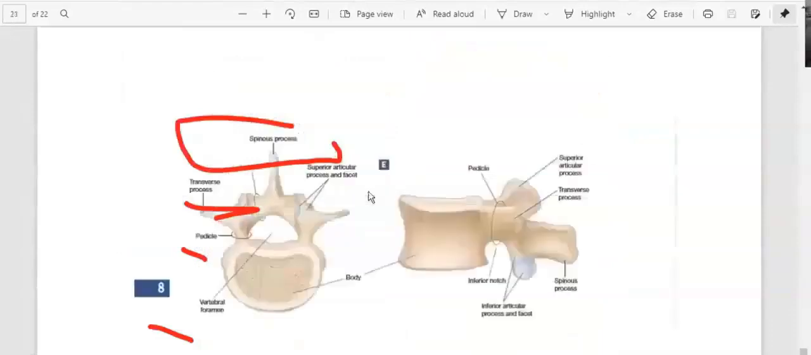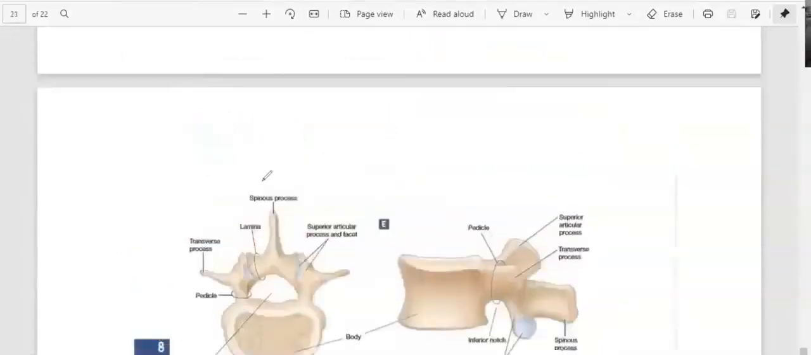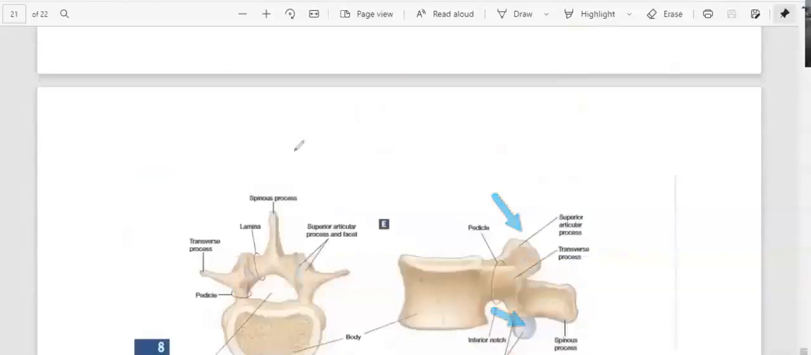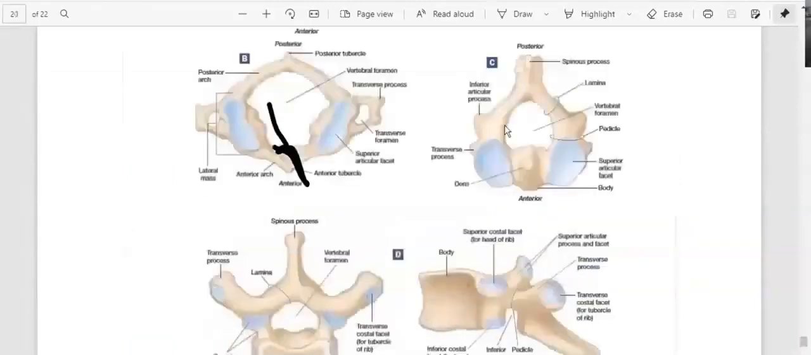Most of the vertebrae are going to have these characteristics: spinous process, transverse process, vertebral foramen, body, superior articulating facet, and at the bottom you should have the inferior articulating facet. This is a lumbar vertebrae. If we look over here, this is thoracic vertebrae.